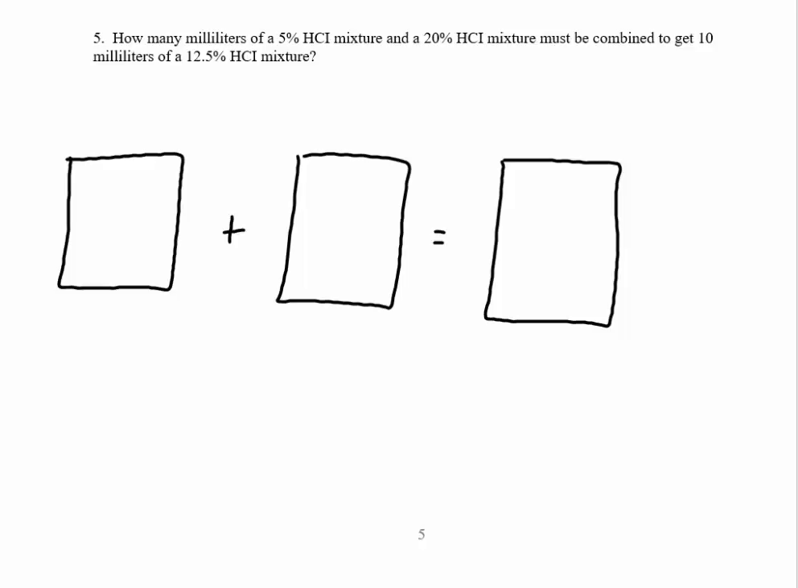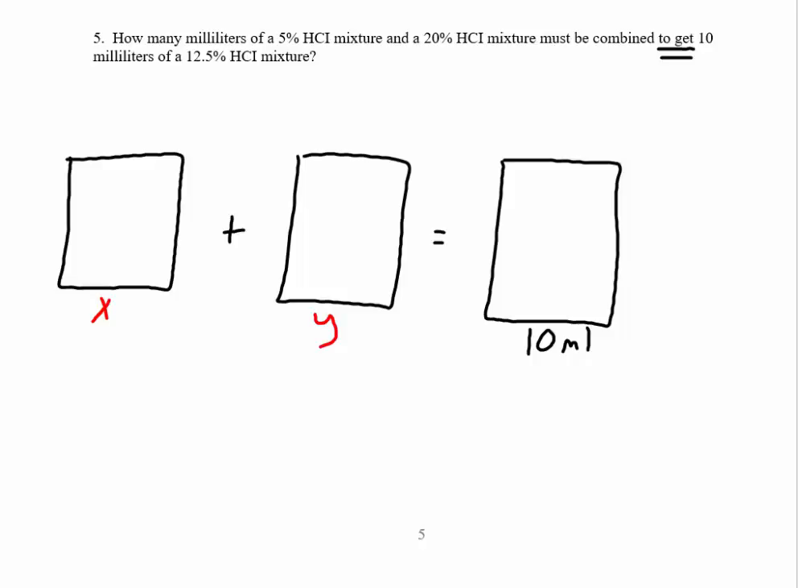That's the most important. So if we read this one more time, we want how many milliliters of a 5% and a 20% mixture must be combined to get, those are the key words, to get the 10 milliliters of a 12.5. So 10 milliliters has to be the one that you're creating. So our x and y are going to represent the amount of the 5% and the 20%. So x plus y has to equal 10.